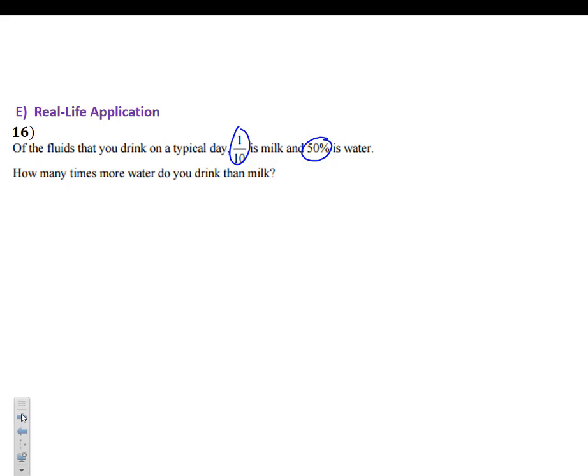It says, of the fluids that you drink on a typical day, 1/10, that's an important number, I'm circling that by marking the text, is milk and 50% is water. My question says, how many times more water do you drink than milk? Well, how many more times? I'm multiplying by something. I'm multiplying my milk to get my water, because how many times more water? So I take my milk, 1/10, and I'm multiplying it by some number to get my 50% of what I drink each day.